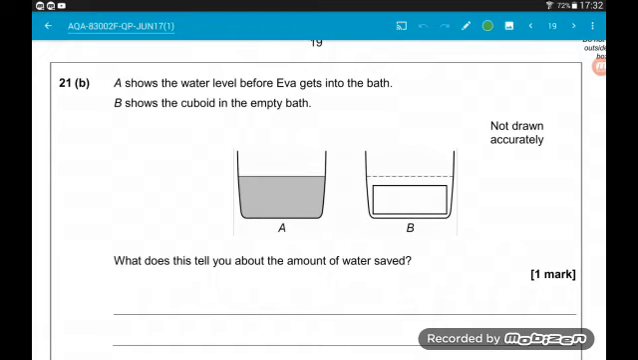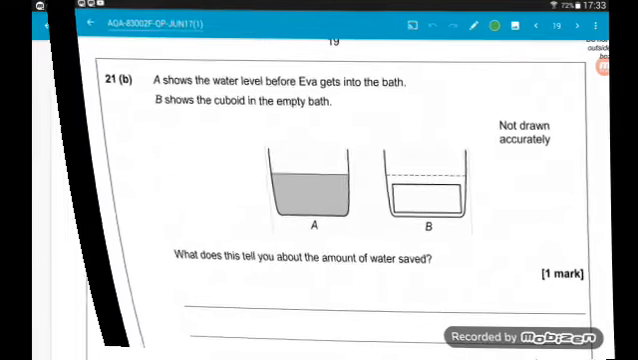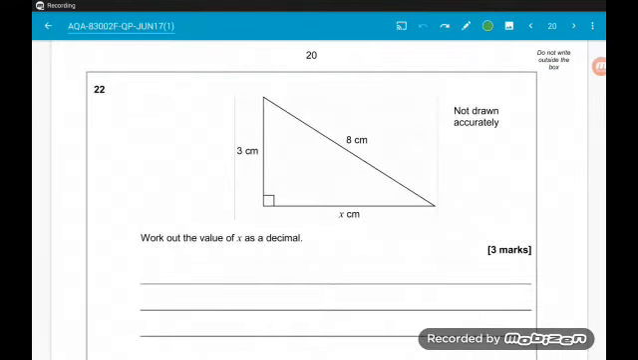Okay, then for part B, diagram A shows the water level in the bath before Eva gets in, and then diagram B shows us the cuboid from part A inside of the bath. We want to answer what effect does this have on the amount of water saved. So we can clearly see that the cuboid fits inside of the bath and it's actually smaller than it. So what we've done in part A, we've had a lower estimate of the amount of water in the bath, which means in reality more water is going to be saved.